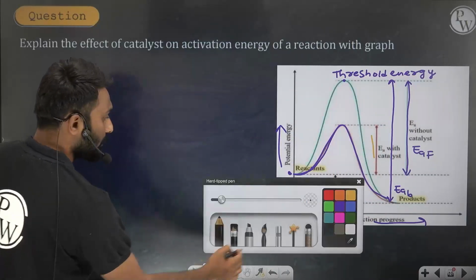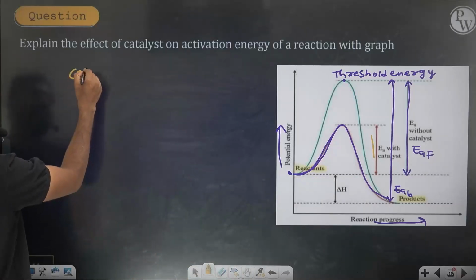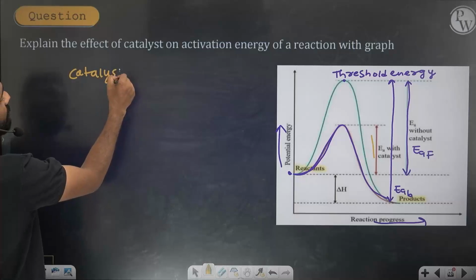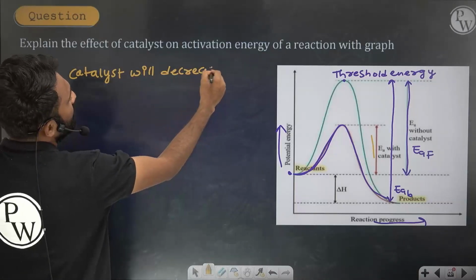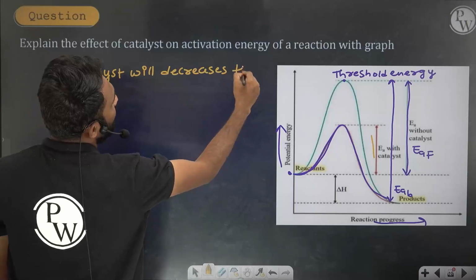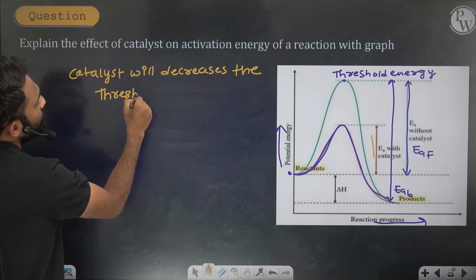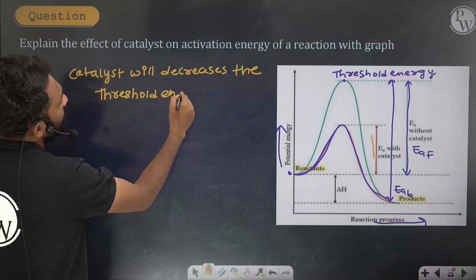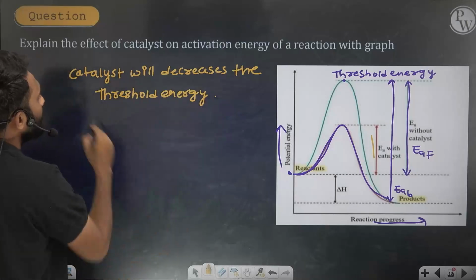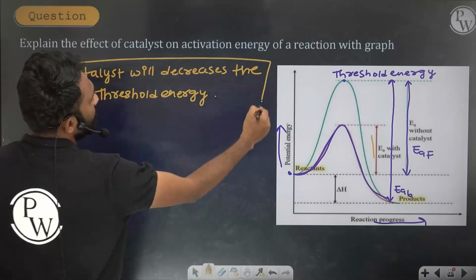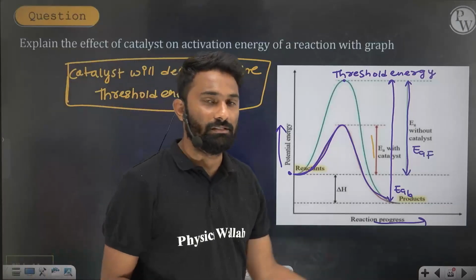product. So what is the effect of the catalyst? The catalyst will decrease the threshold energy. Clear? The catalyst will decrease the threshold energy, that's all. Okay?